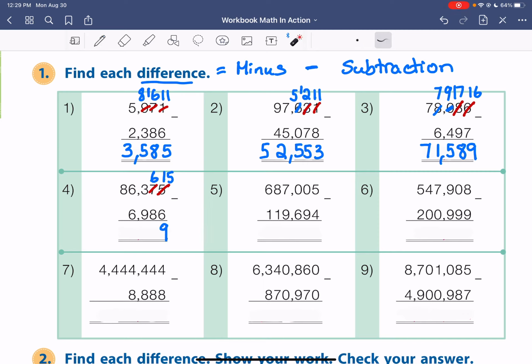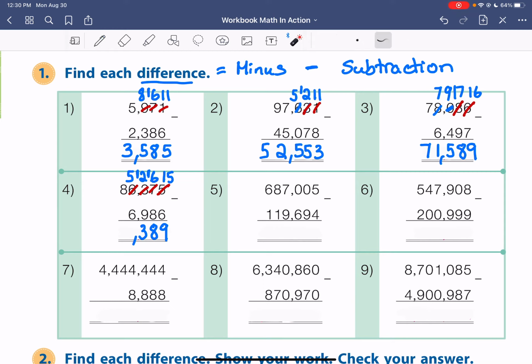6 minus 8, not possible. So we're going to cross that out. We're going to turn this into a 2. So now we have 16 minus 8, we get 8. 2 minus 9, not possible. So we're going to borrow from the 6 here. We get a 5. This becomes 12. Right? 12 minus 9, we get 3.